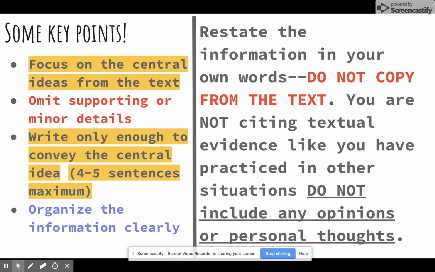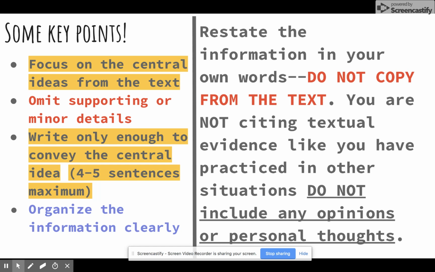Restate the information in your own words. Don't copy anything directly from the text. You are not citing textual evidence like you have practiced in other situations. In this, you're just simply telling what was it about, who was in it, where it took place, when was this going on, why the author chose to write this, etc.